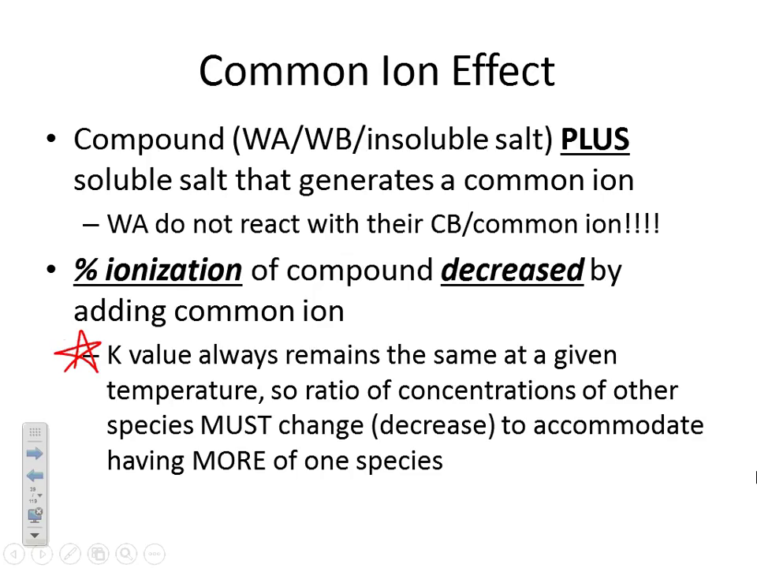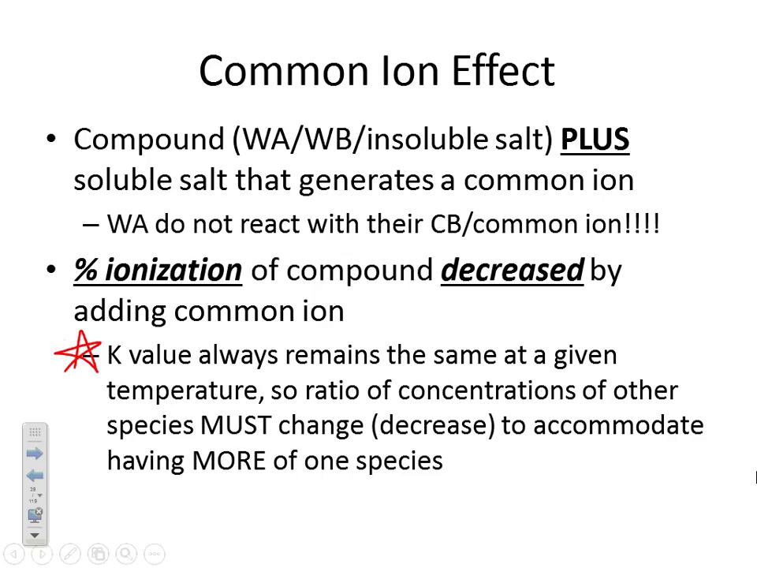So if you make one of your products really, really big very suddenly by adding more of it into the equilibrium process, then the other product is going to have to get really, really small, or your reactants are going to have to get bigger in order to compensate. You have to get that ratio back.